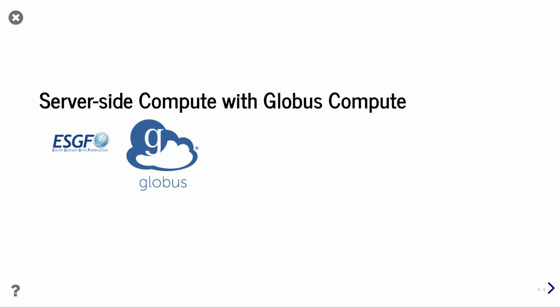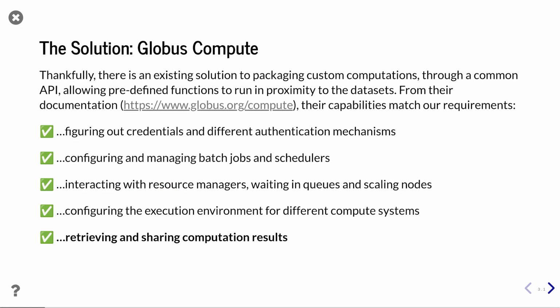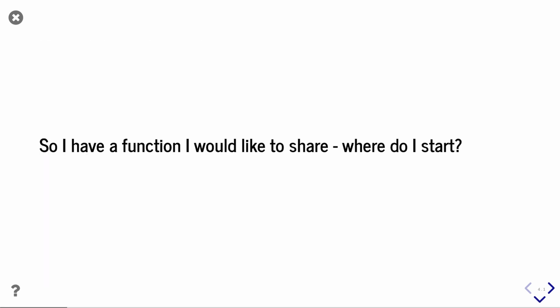A more flexible option supporting moderate to large computational workload is to use Globus Compute. For this demonstration, we will consider computing the El Niño Southern Oscillation Index. This is an important climate index built by combining some statistical measures of model output around the equator. Globus Compute can handle this custom workflow. It provides a mechanism to supply credentials, configure and balance our workload and execution environment, and retrieve the results of the computation. So, given a target workload, how do we start using Globus Compute?